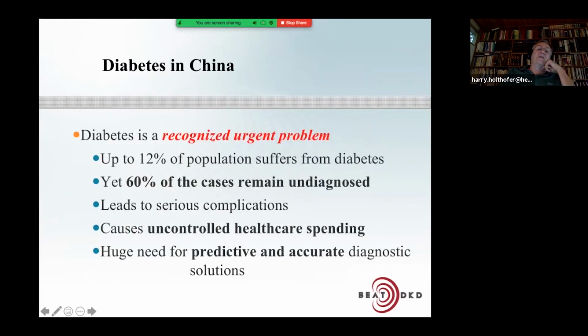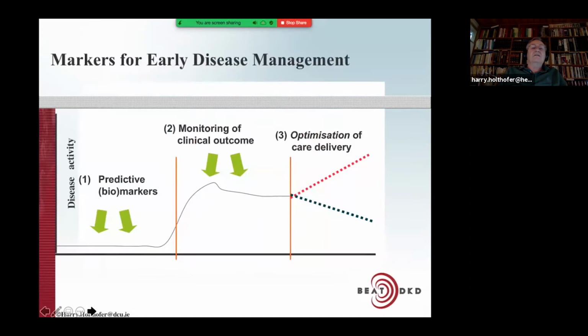I'm taking the example of diabetes in China because they are taking this seriously. They have recognized that this is a problem. 12% of their population suffers from diabetes or pre-diabetes. 60% of cases remain undiagnosed, and this is, of course, the big threat. That leads to serious complications, and what they want to do is to avoid the uncontrolled healthcare spending that these numbers are spelling. So there's a huge need for predictive, accurate diagnostic solutions and really predictions like described here.